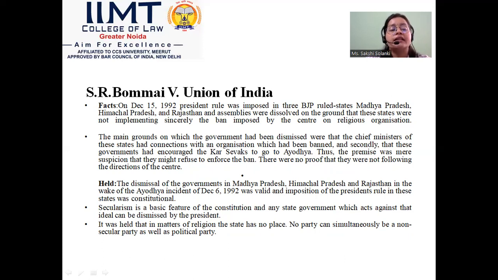It was held that the dismissal of the governments in Madhya Pradesh, Himachal Pradesh, and Rajasthan in the wake of the Ayodhya incidents on December 6, 1992 was valid, and the imposition of President's rule in these states was constitutional. Secularism is a basic feature of the Constitution, and any state government which acts against the ideal of this principle shall be dismissed by the President. It was held that in the matter of religion, the state has no place. No party can simultaneously be a non-secular party as well as a political party.